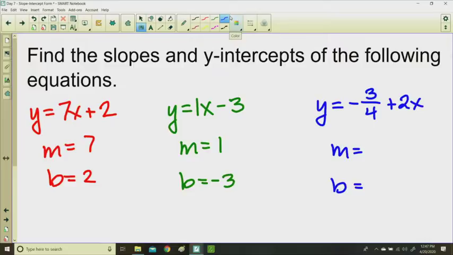Now for the last one in blue, I have the slope. Remember, slope is with x. A lot of people think the slope is always the first number. It's not. In this case, slope is 2. And the y-intercept is negative 3/4. So don't get mixed up with the order of the numbers. Look at where the variable is. Always pay attention to that.